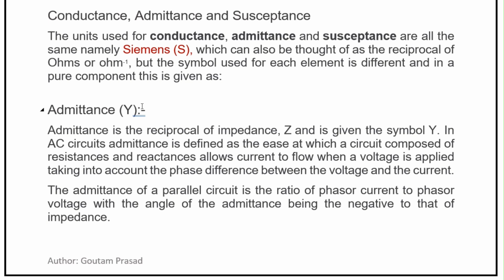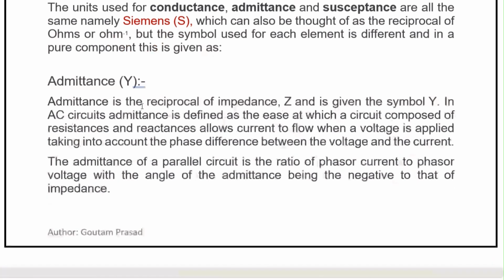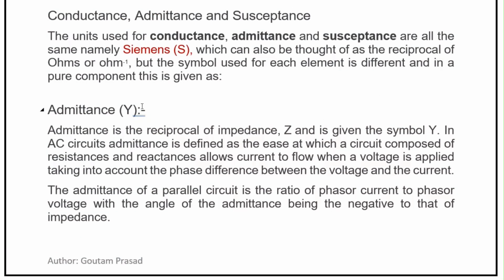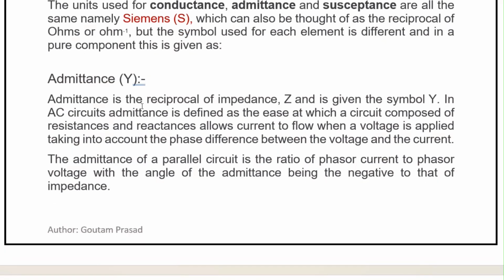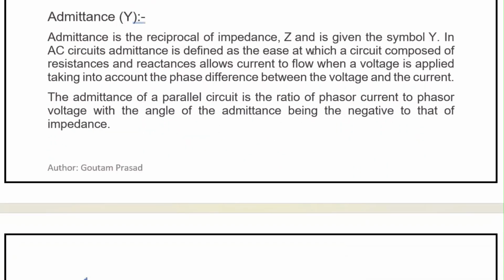Conductance, admittance, and susceptance. Conductance is the measure of how nicely a conductor will conduct. Admittance is the reciprocal of impedance and is given by Y. In an AC circuit, admittance is defined as the ease with which a circuit composed of resistances and reactances allows the current to flow when the voltage is applied.